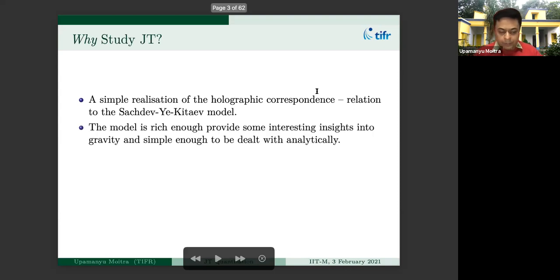Then the beautiful thing about this model is that it is rich enough to provide some interesting insights into gravity and holography. And at the same time, it's simple enough so that it can be dealt with in an analytic manner. That's obviously something that we always look forward to.